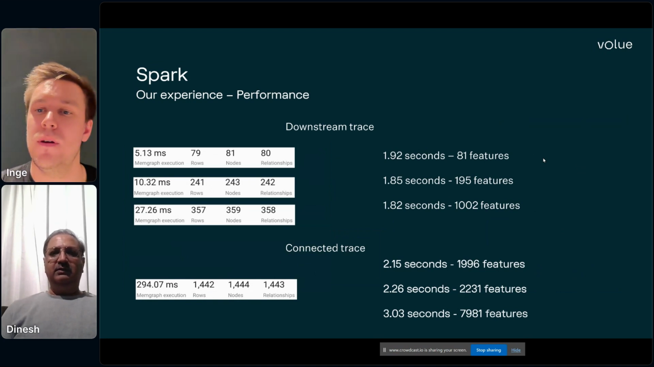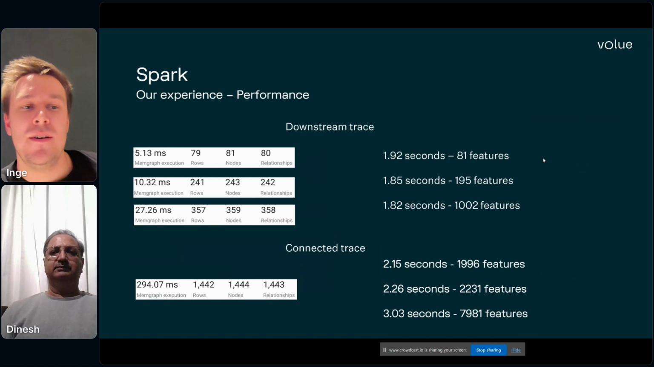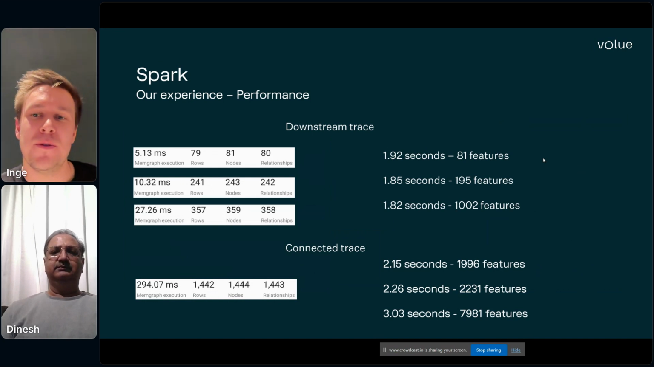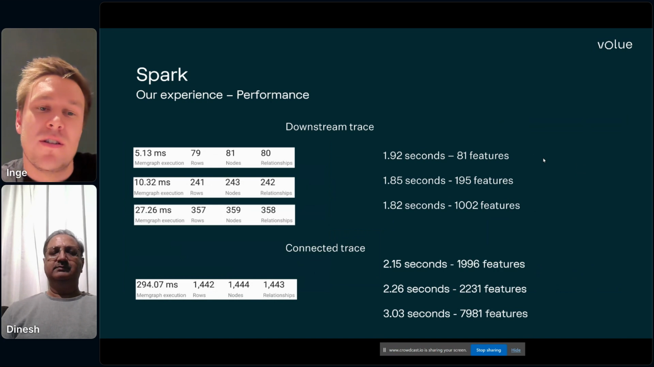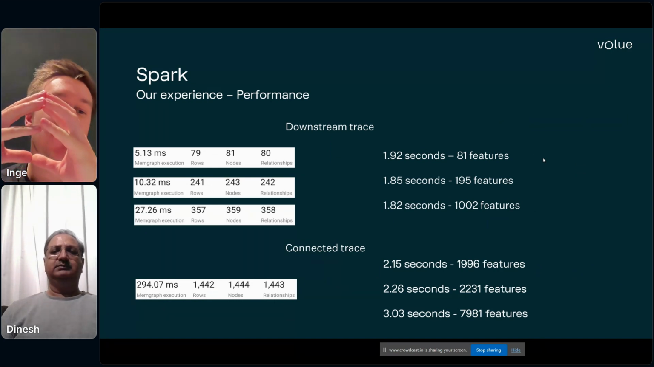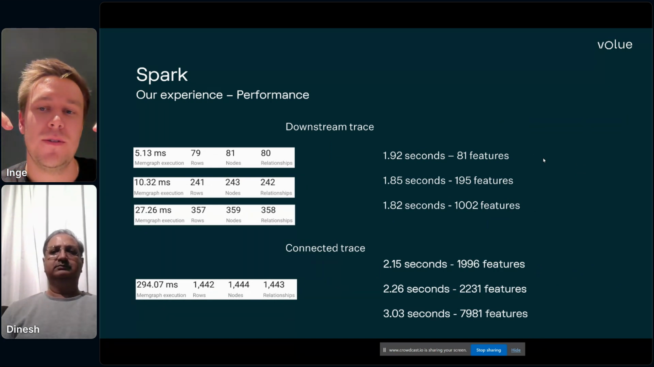Inge? A bit about performance, as I said. I feel like there is not too much to necessarily talk about here. Numbers speak for themselves. But what I can say is that the top one is downstream trace. So essentially, you start at a specific location and then you trace down into all endpoints, in the sense where you can trace down in a power grid at all.